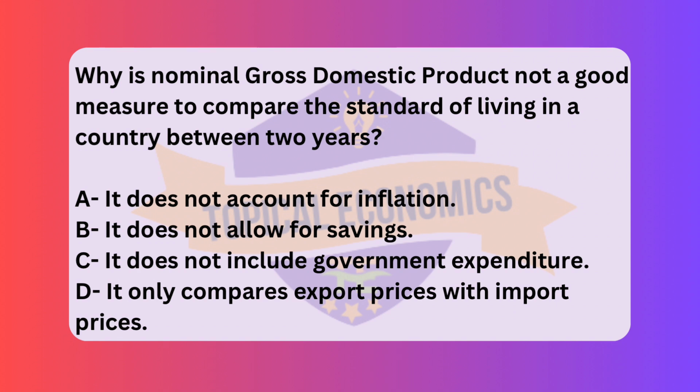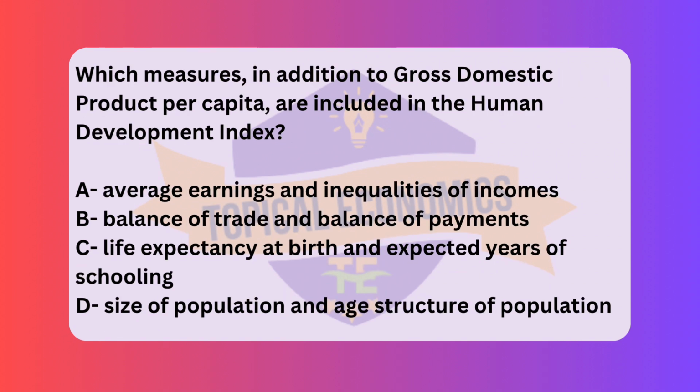Lastly, option D. It only compares export prices with import prices, is also incorrect. Nominal GDP is the total value of goods and services produced in the economy and includes all components: consumption, investment, government spending, and net exports, exports minus imports. While the trade balance, exports minus imports, affects GDP, nominal GDP is not specifically focused on comparing export prices with import prices.